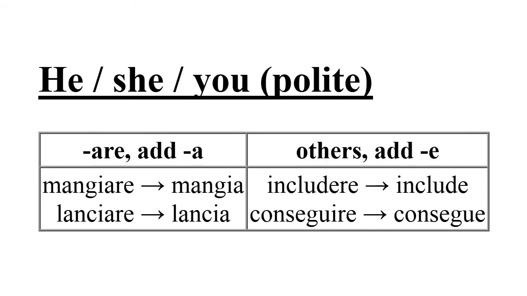The he, she, polite you form is a little more complicated. If the verb is an are verb, we append a, otherwise we append e. Mangiare is an are verb, so we use a to give us mangia, which can mean he, she or you eat. I do the same with lanciare to give us lancia, which can mean he, she or you throw. Includere is not an are verb, so we use e and change it to include. The same is done to conseguire to give us consegue.